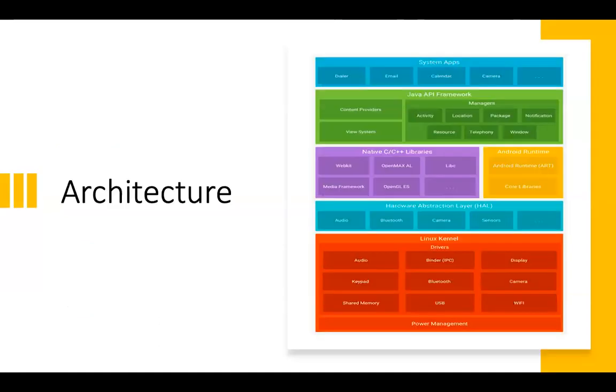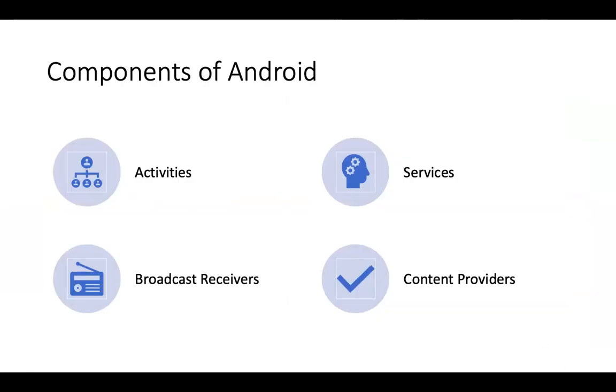So the first one, which is here, that is activities. Activity provides a single page, like each page we can define as an activity. Without an activity, there is no Android application, because each application contains at least one page. So that's the reason at least one activity is required for the application. So that is the activity.